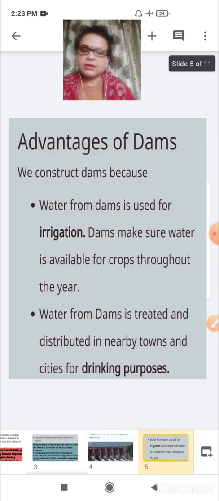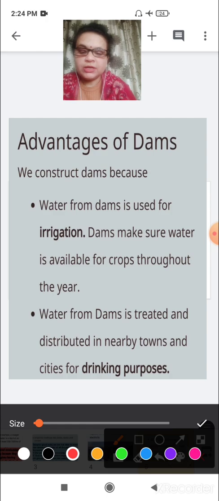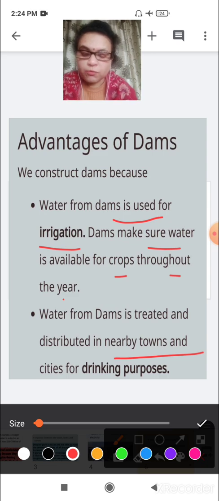Let us study more about dams. There are many advantages and importance of the construction of dams. Why are they important, what advantages do they have? Water from the dams is used for irrigation, which is very important for crops. Dams make sure water is available for crops throughout the year. Water from dams is treated and distributed in nearby towns. They provide water in the cities and towns for drinking and cooking purposes.